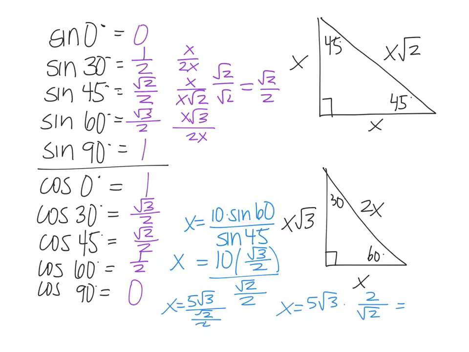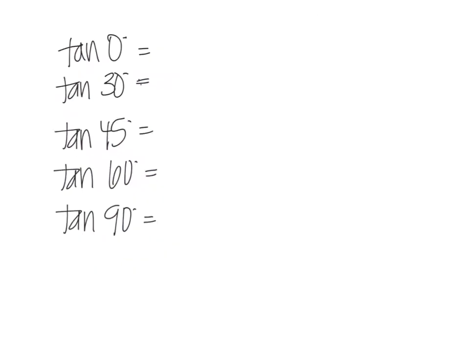And then when you rationalize, those 2's cancel, so we get 5 radical 6. And that's exactly how I got 5 radical 6 on the first page. So in exactly the same way that we did on the previous page with sine and cosine of 0, 30, 45, 60, and 90 degrees, we can do the exact same thing with tangent.